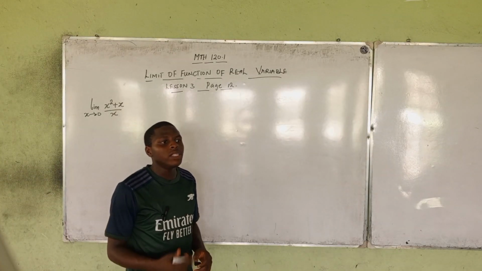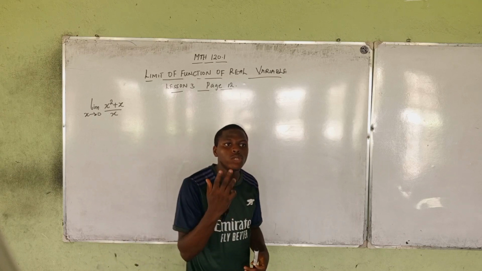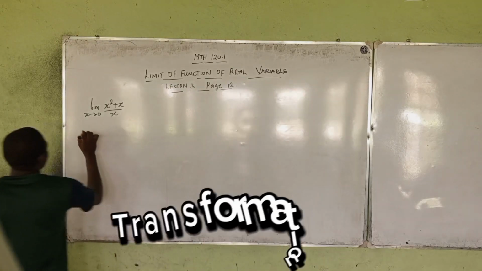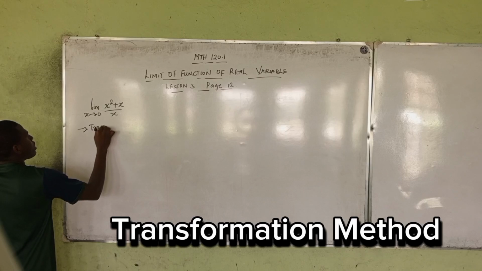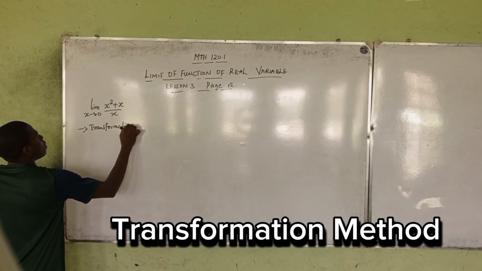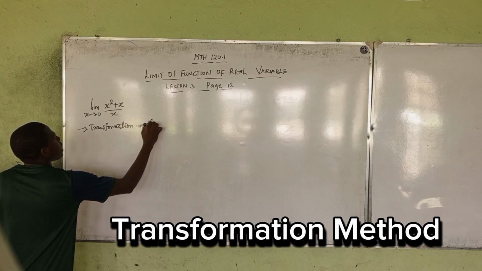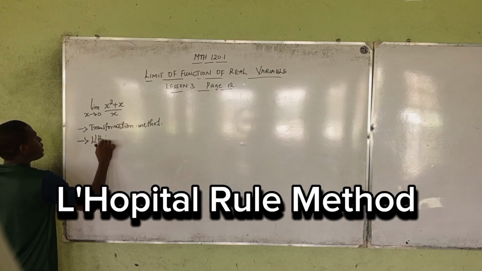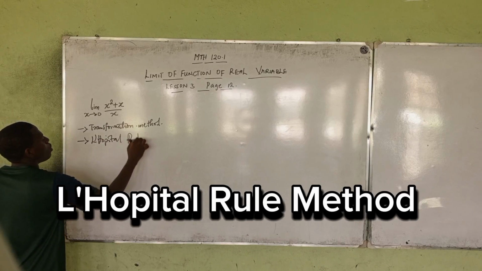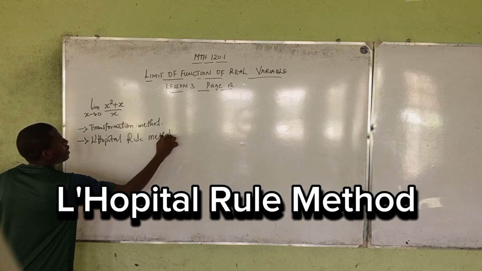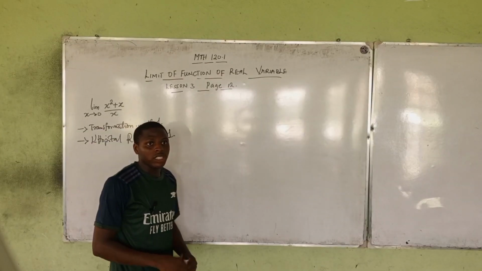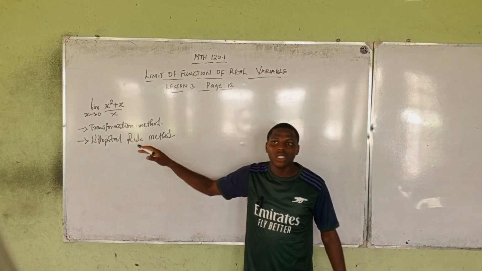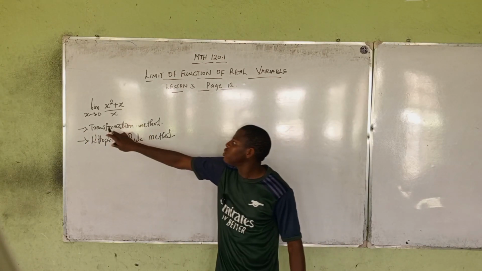For you to solve the limit of a particular function, basically we have two methods. The first one is called the transformation method, while the second one is the L'Hopital rule. There are other approaches to solving the limit of a function, but these are the two basic methods.